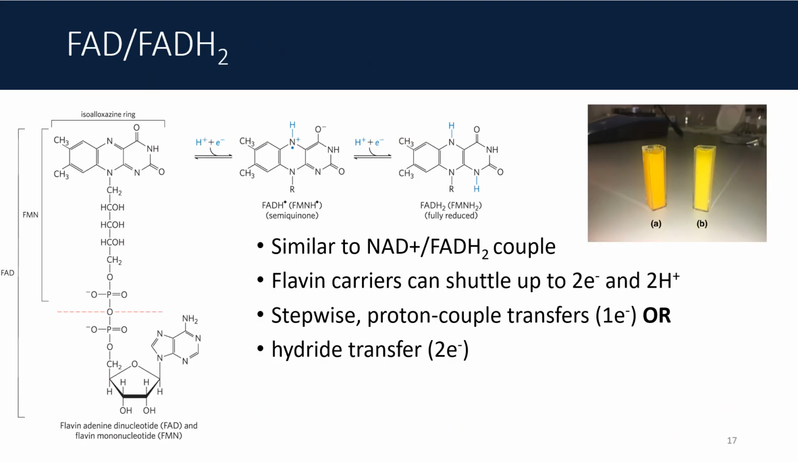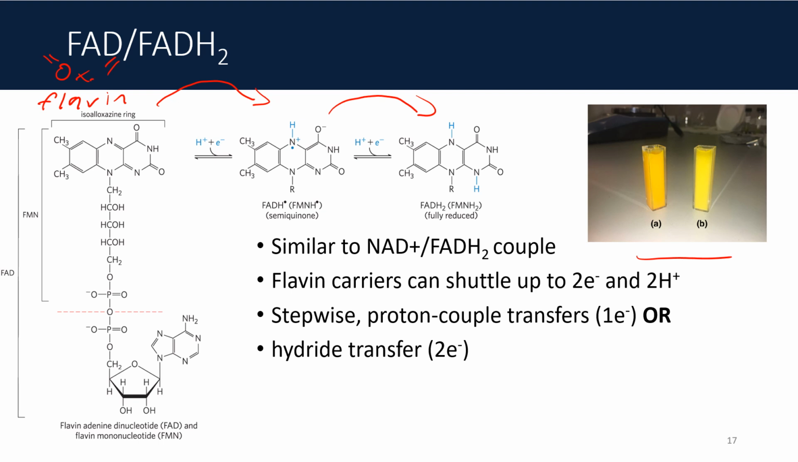FAD has similar redox properties to NAD+. It's just a little bit more complicated. Its redox center, which is called a flavin group, is famously lemon yellow. You can see a picture of that there. It's really pretty when it is oxidized. So this is a picture of that molecule in the oxidized state. And unique to flavin, we can do sequential one electron reductions, like so.